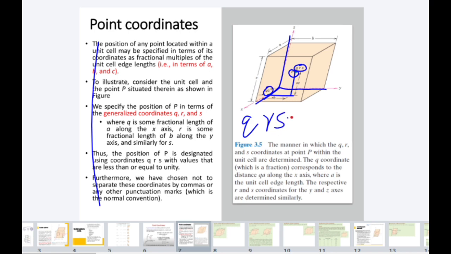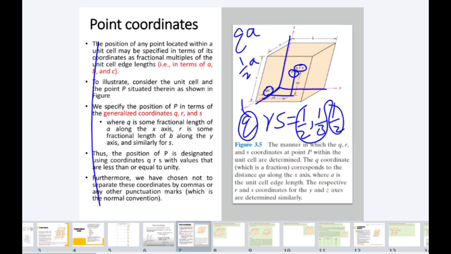Right? So this QRS can be, let's say, half, 1/3, or again half, whatever. It can be any number. So Q of what? Q of A. Right? R, you can say half of A. Or R of what? B. Or you can say, let's say, 3/4 of B. Whatever is the distance we will say.